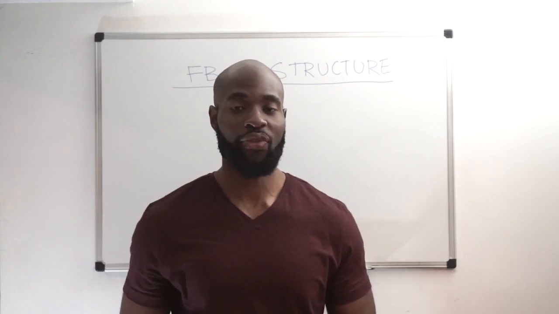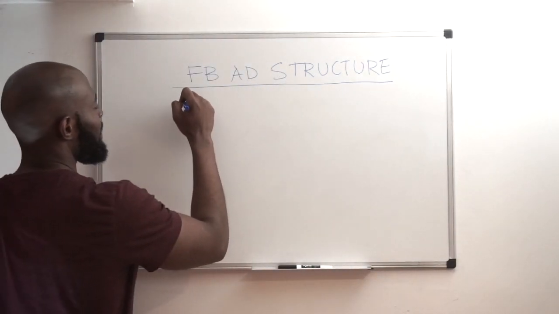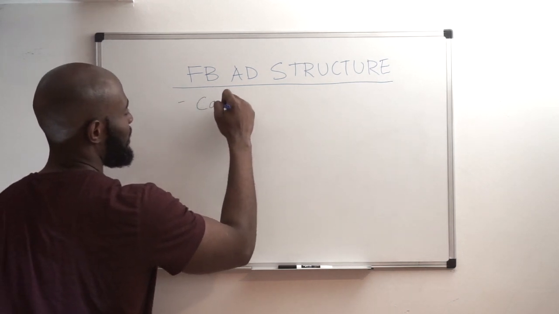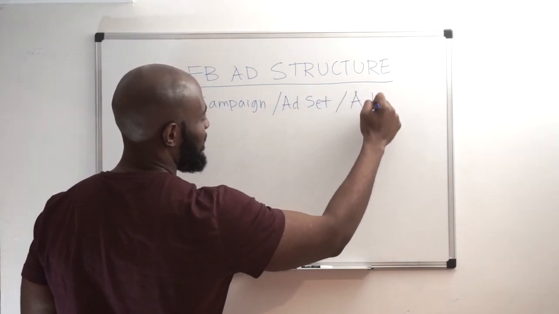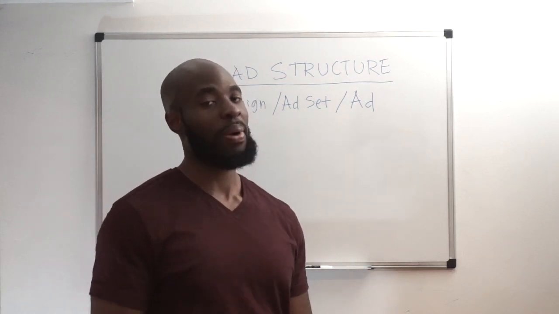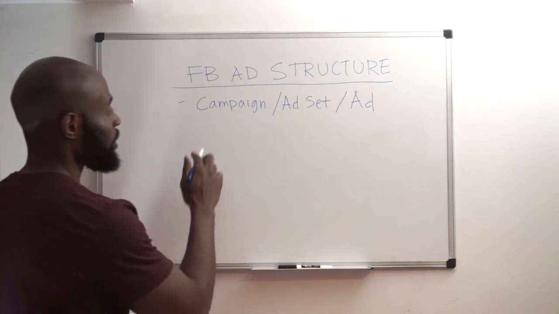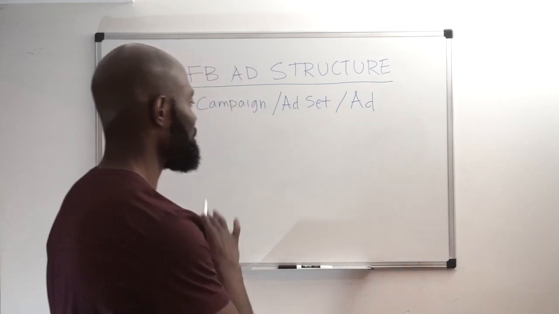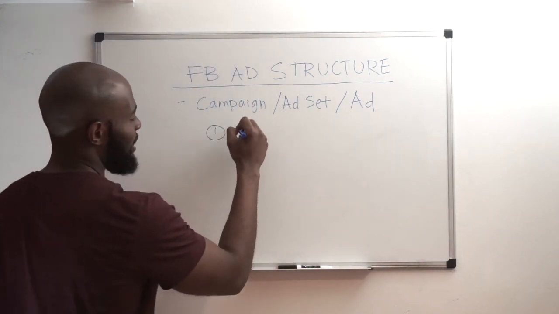So when it comes to Facebook ads, there are three main components, and that is the campaign, your ad set, and your actual ad. Now, if you've ever been into the Ads Manager or Business Manager, you'll notice these three things when you're trying to create a Facebook ad. How you want to think about this is on levels. So the first level is the campaign.